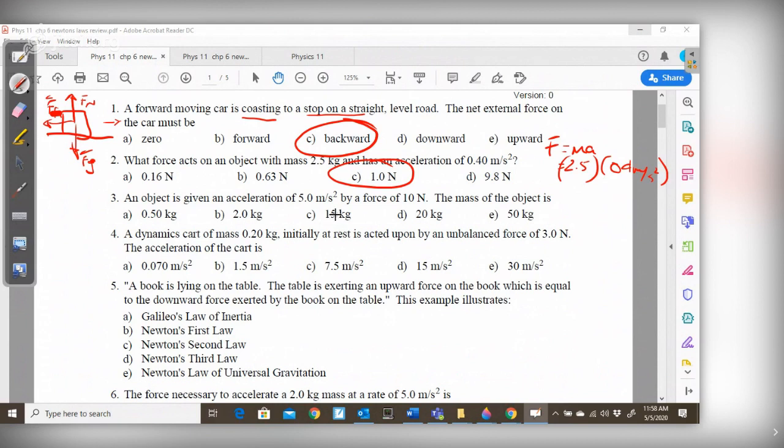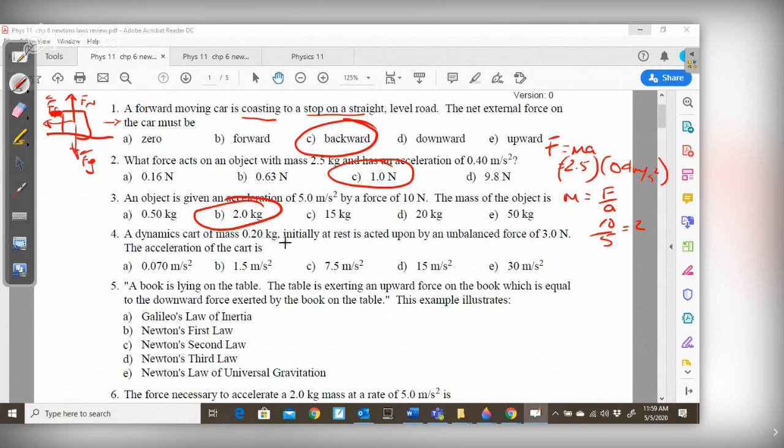An object is given an acceleration of 5 meters per second squared by a force of 10 newtons. What is the mass of the object? So here again, we're using Newton's second law, F is equal to ma. But now we're going to find our mass using our force and acceleration. So our force is 10 and the acceleration is 5. I can do that. It's going to be 2 kilograms. Dynamics. So what we're doing is doing the algebra, asking various questions based upon this formula.